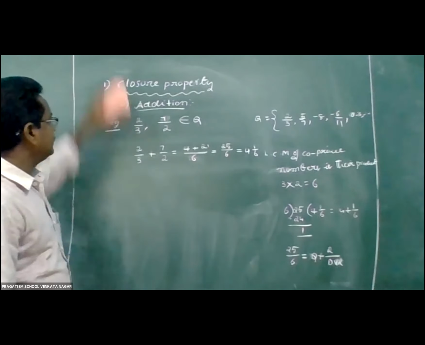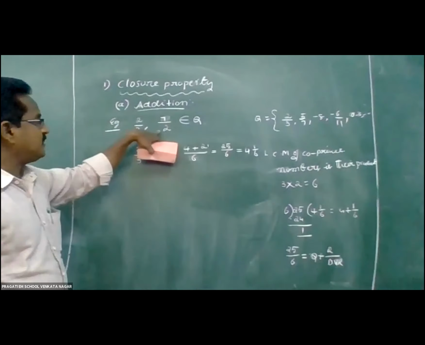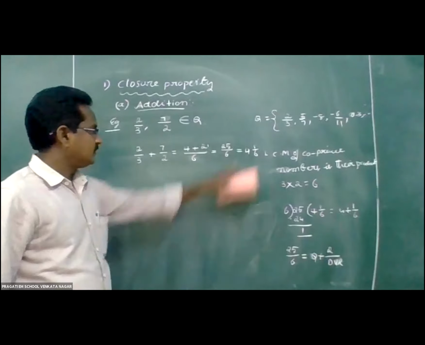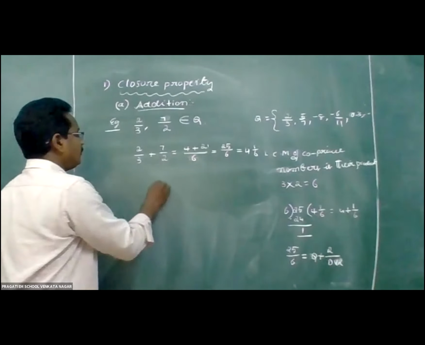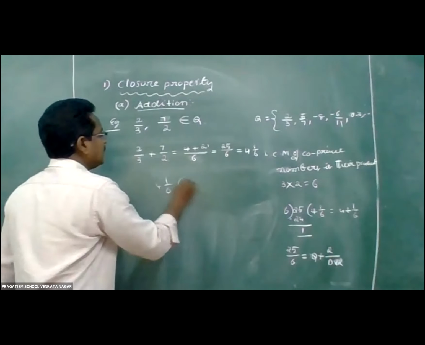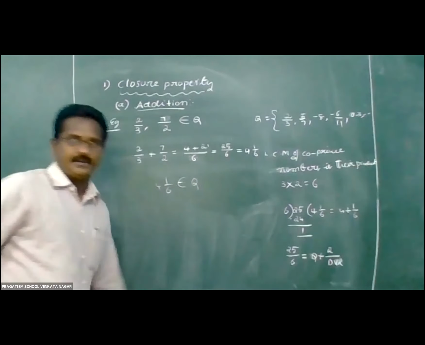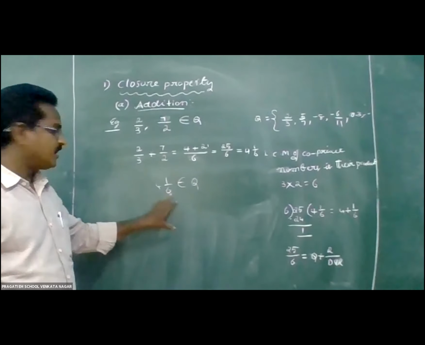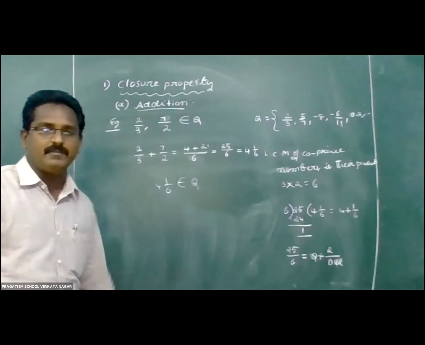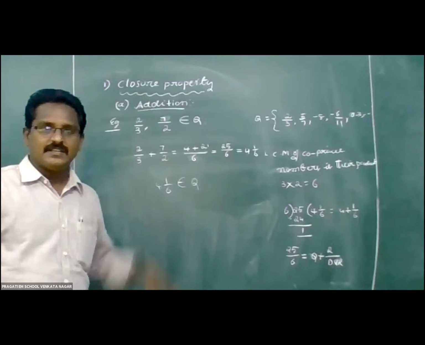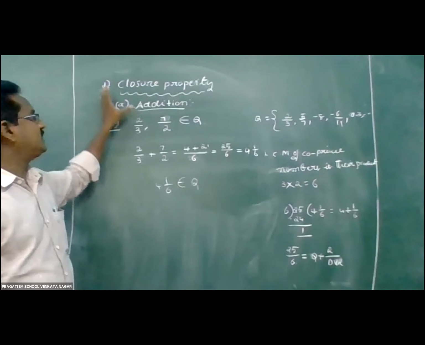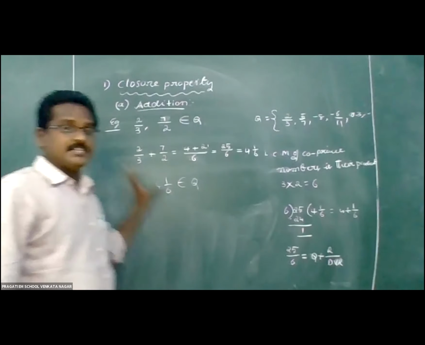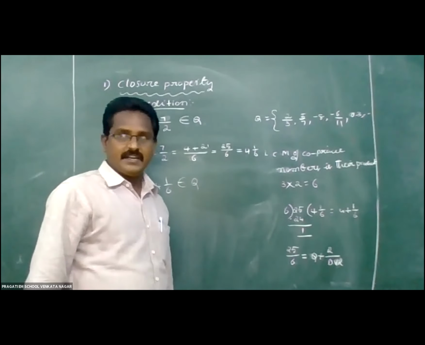Now we can take these two rational numbers from the set of rational numbers. Again, getting the result, 4 1 by 6 also belongs to the rational numbers. After this addition, we get a result that is also a rational number. Do you understand? That's why rational numbers satisfy closure property under addition.